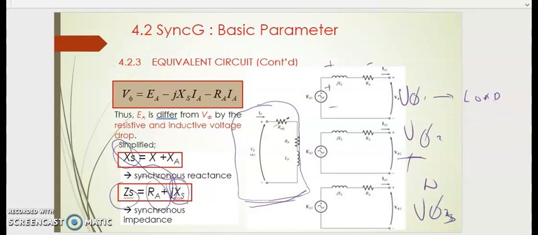RA just now is our stator resistance. This is our stator resistance. This is our impedance, synchronous reactance. Total is our impedance. So V terminal, when we reshuffle the equation again, is equal to the generated internal voltage minus the synchronous reactance drop minus the armature resistance drop, the stator armature resistance.